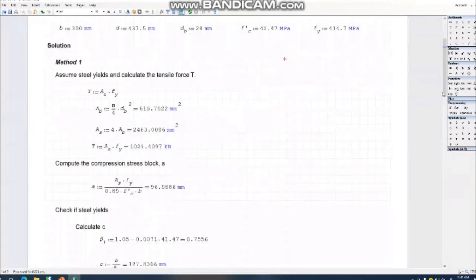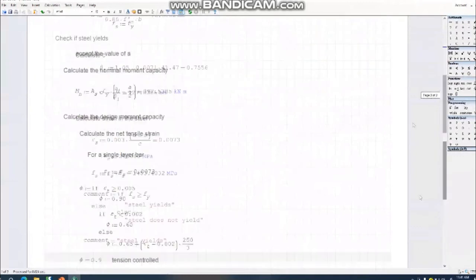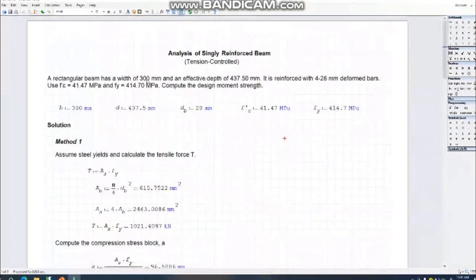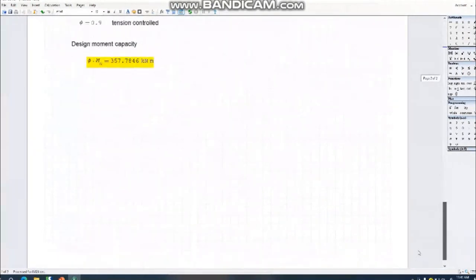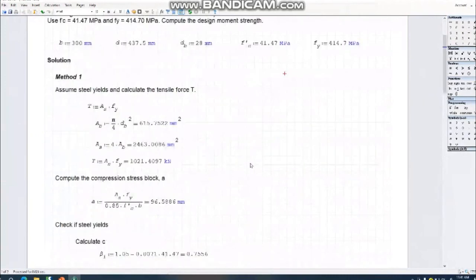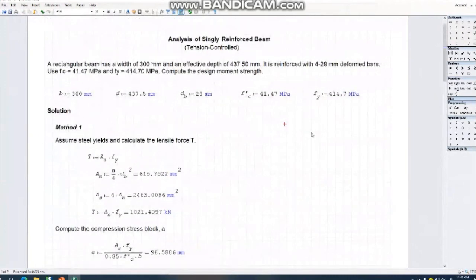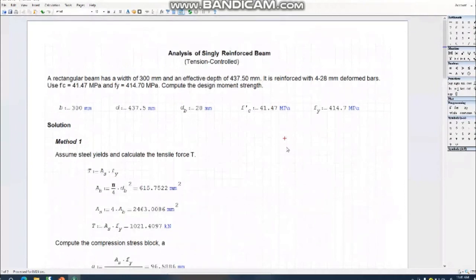But again, analysis is different from design. So in analysis, we are given the sections, the dimensions, the rebar, the strength, and then we are to determine the ultimate moment capacity. While if you are to design, you are given the moments, and then you are required to determine the dimensions and the steel reinforcement. So the opposite process of analysis is design. So next meeting we're going to learn how to design a beam.